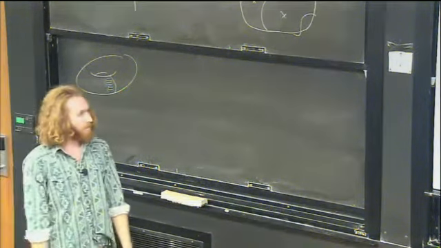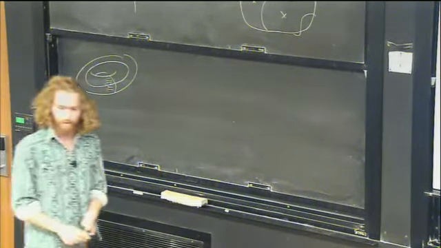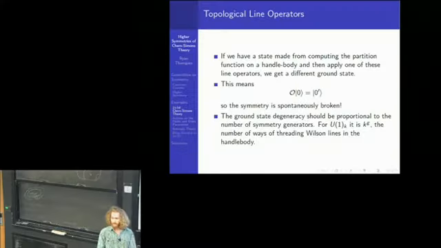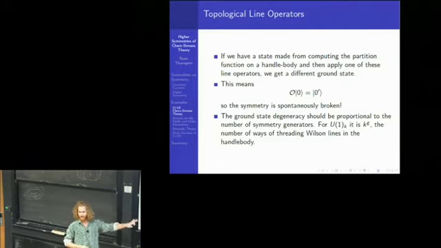And now if I apply one of these line operators, which means threading a flux through this solid torus, I end up in a different ground state. So this means that if I apply my operator to my ground state, I'm getting a different ground state. So this is the statement that the symmetry is spontaneously broken, where here I'm overstepping myself a little bit in saying spontaneously, because this theory doesn't have anything but ground states.